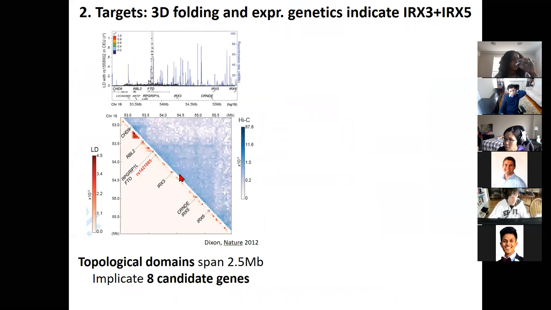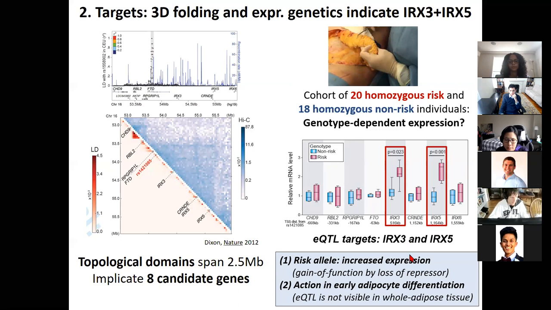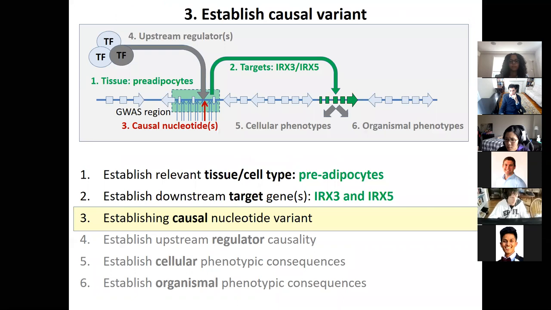So looking within this block of interactions, we found that exactly two genes within this large block showed an increase in expression for the risk-carrying individuals. Looking at homozygous risk and homozygous non-risk individuals for this obesity-associated locus, we found that the obesity-risk individuals were in fact increasing the expression of IRX3 and IRX5, suggesting again de-repression of those two genes. So that is an example of a gain of function rather than a loss of function. And it also acted specifically in early adipocyte differentiation. The eQTL is no longer visible in whole adipose tissue.